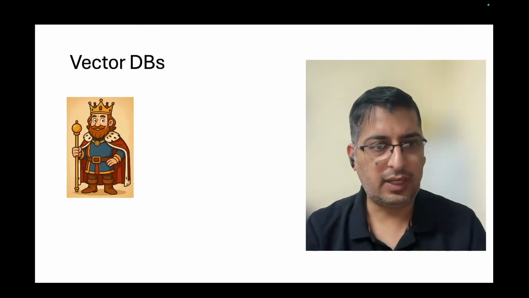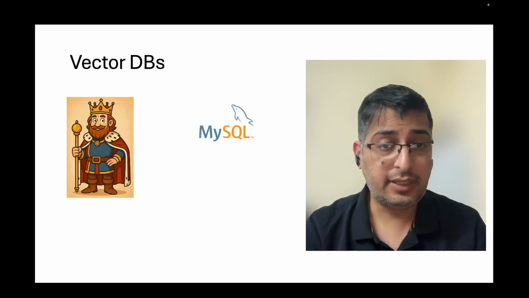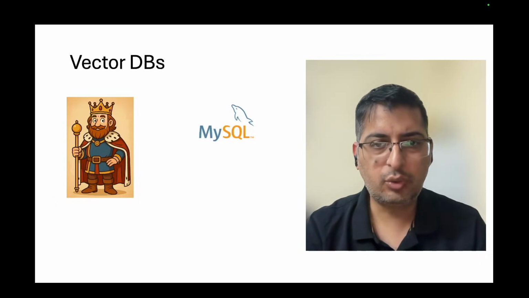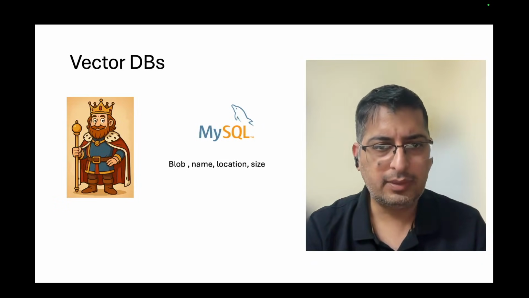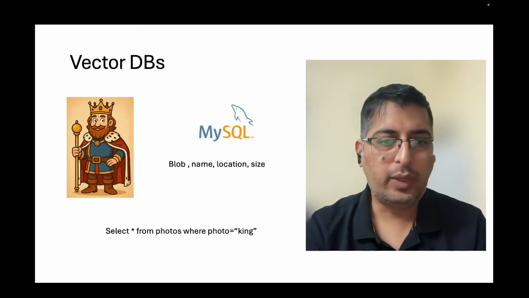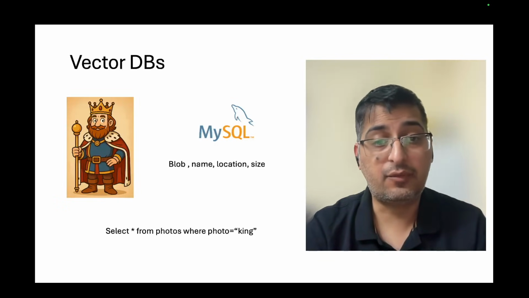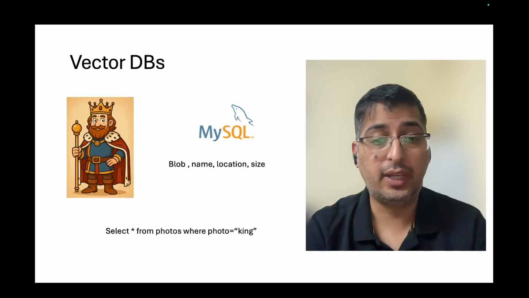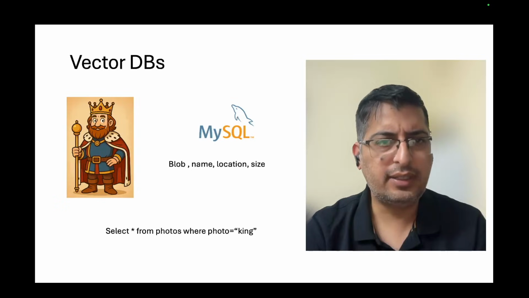Suppose you have an image of a king. If you store it in a traditional database, for example MySQL, you will store it as a blob. You store some meta information about that image like name, location, size. But what if you want to query this data? SELECT * FROM photos WHERE photo = 'king'. You cannot do this on traditional databases.